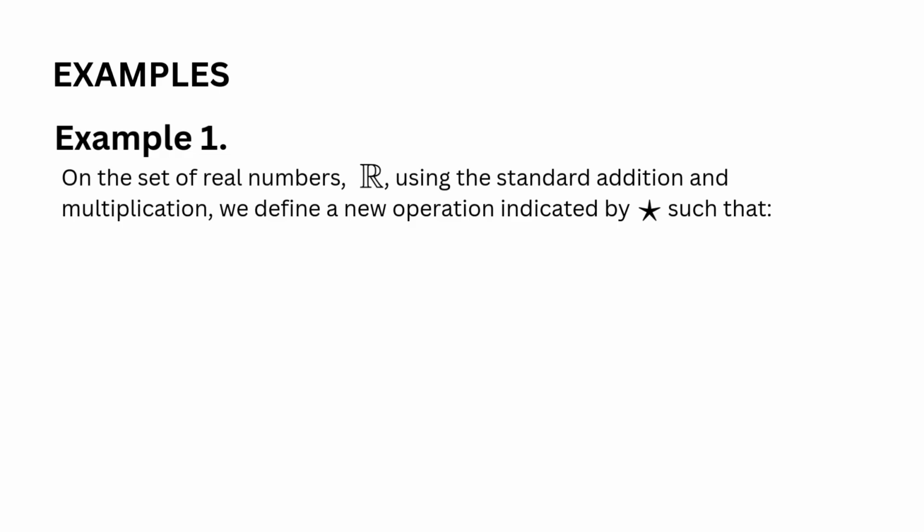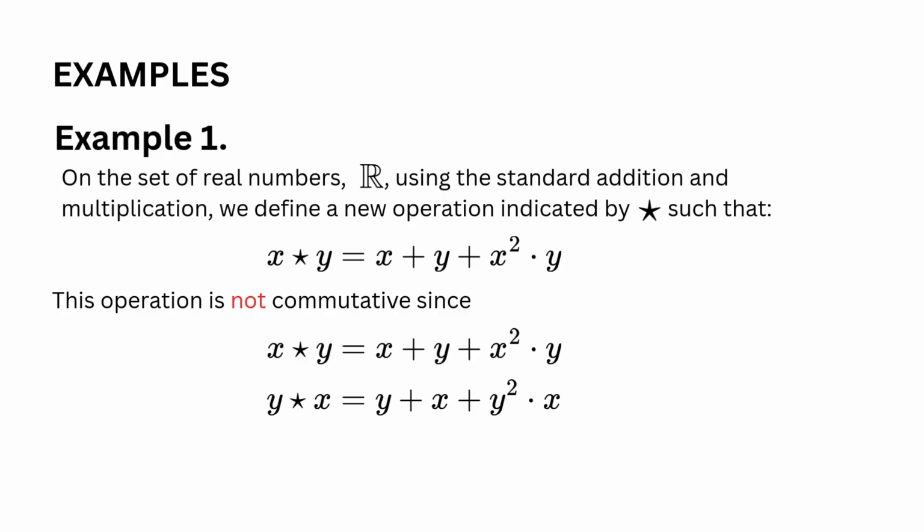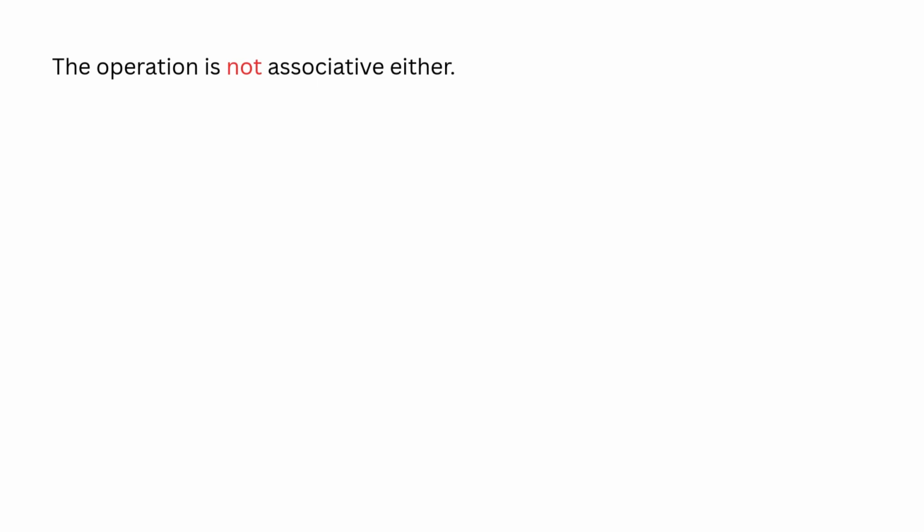The previous properties can be fully appreciated by a few examples. Example 1. On the set of real numbers, with the help of the standard operations of addition and multiplication, we define the star operation between x and y as seen on the screen. This operation is obviously not commutative since the two elements x and y enter in the calculation in an asymmetric way. It's not associative either.